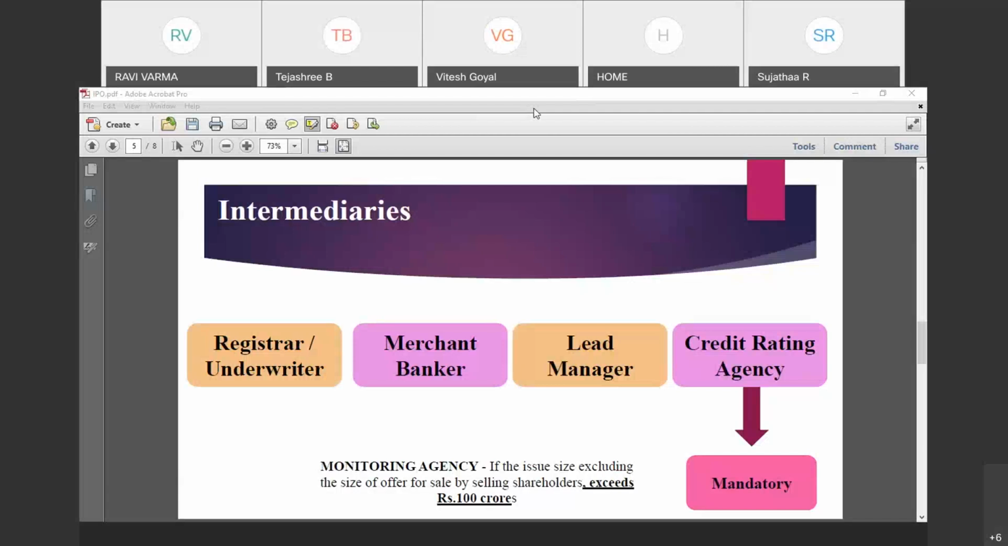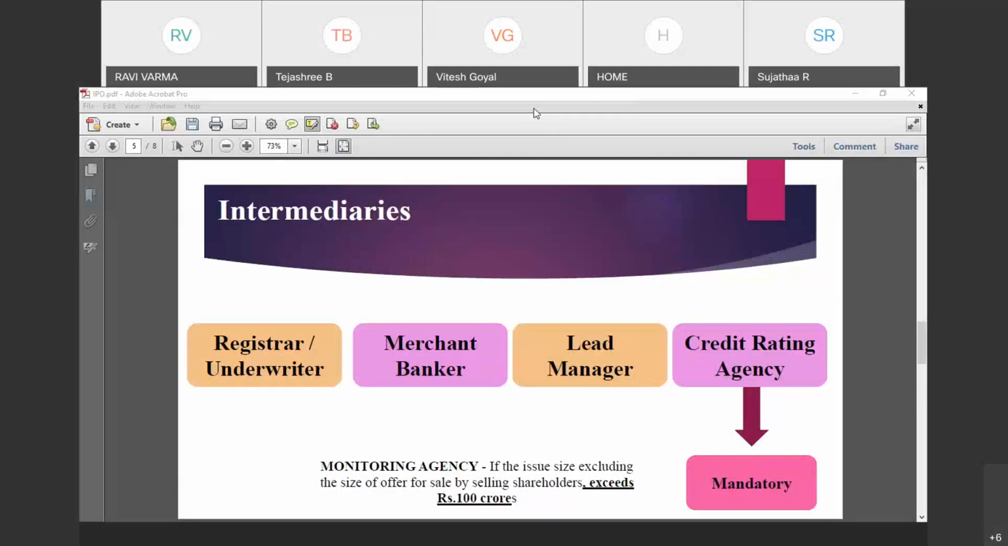So in short, you are not allowed to advertise. Advertisement is barred, but they will be acting as a brand manager for you. Then there is a credit rating. We all know it's mandatory. Please note that obtaining a credit rating for an IPO is mandatory.